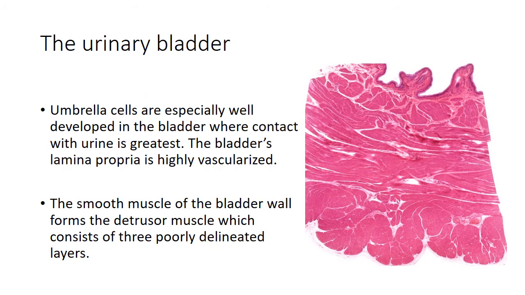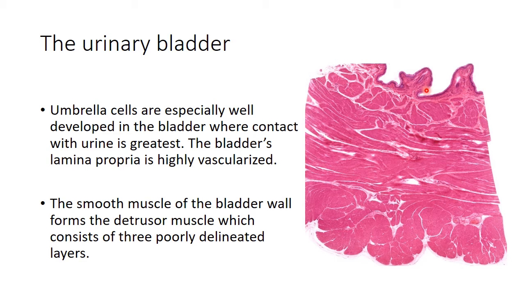The mucosa of the urinary bladder is formed from transitional epithelium, as we already discussed. Here it can be seen, the transitional epithelium, if we magnify the slide. This transitional epithelium, as we already said, is composed of three cell layers: the basal cell, intermediate layer, and we have the umbrella cell lining the surface of the bladder.